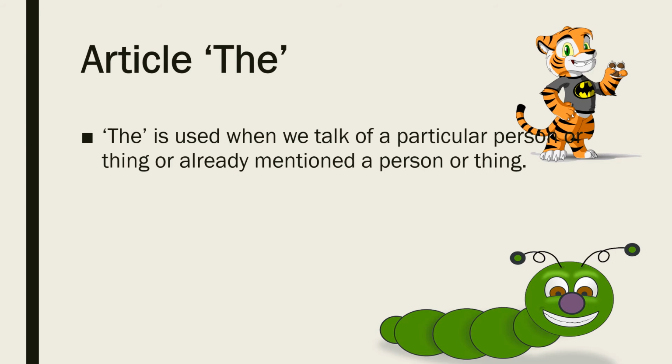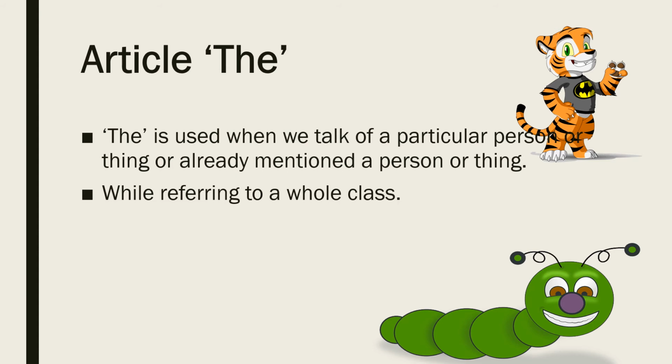Or we can use it with a person or a thing which we have already mentioned. Like if we are talking about a book, and I have already mentioned the book in my sentences or in my dialogue, then instead of again using a book, a book, a book, we will use the book. And this the book means what? That we have already talked about that book.